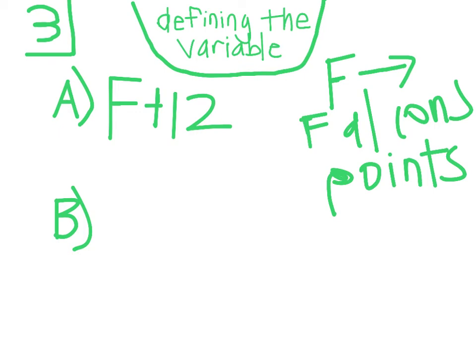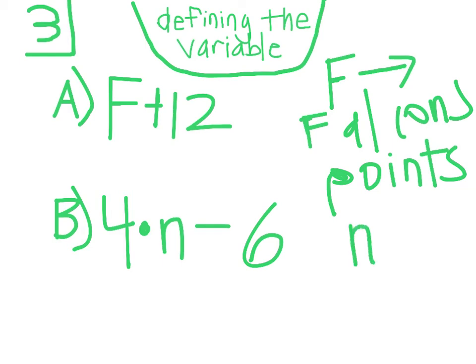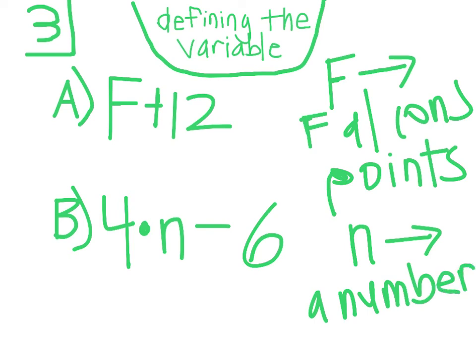Part B says 4 times a number decreased by 6. So 4 times a number, and then you're subtracting 6 since it's decreasing by 6, and then I'm going to define the variable. So I'm going to say that N represents a number. Doesn't really say too much more, so they call it a number, so that's what I'm calling N. So I define the variable as representing a number. Alright, example 4.